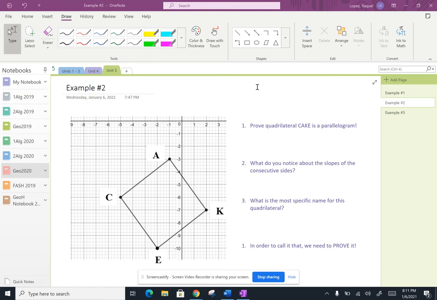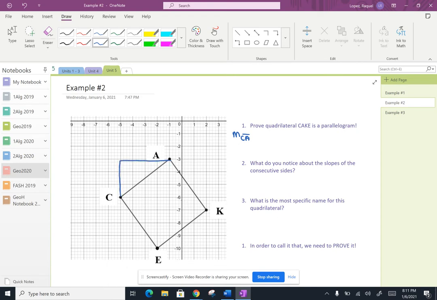We want to make sure that the opposite sides of this quadrilateral have parallel slopes. So we want to see if they have the same slope. So I'm just going to go ahead and get started. Let's find the slope of CA. Remember, the letter m stands for slope. So I need to find my change in y and my change in x.